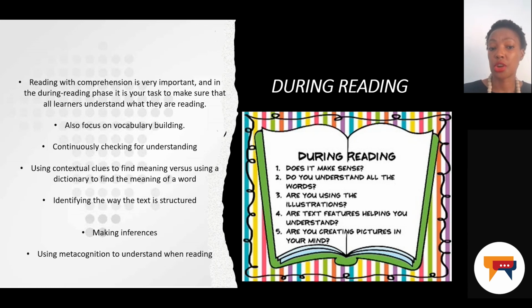Using contextual clues to find meaning versus using a dictionary to find the meaning of the word, like I've just said. So the learner can look at the entire sentence and guess what the word means instead of just, at first go, looking for the meaning of the word from a dictionary. We can later on look for the meaning of the word in a dictionary just to ensure that the meaning that the learner thinks the word is, is actually the one that is found in the dictionary, or just to ensure that the meaning that the learner has presented is actually the correct one. Identifying the way the text is structured, making inferences, and using metacognition to understand when reading.